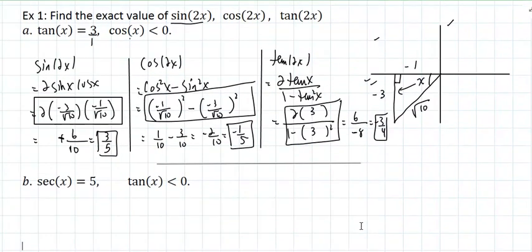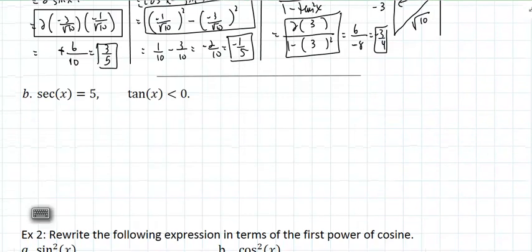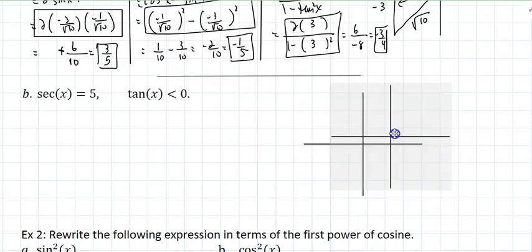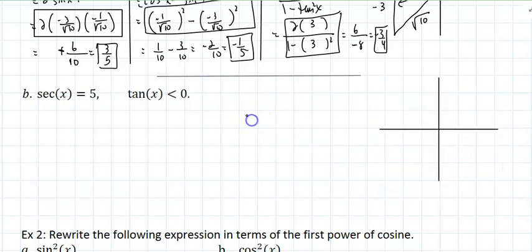If I look at the next problem, same deal. I want to sketch the triangle. That's the key to any problem. Secant is positive. Secant deals with cosine. Cosine is positive in quadrant 1 or 4. Tangent is negative in quadrant 2 and 4. My triangle is in quadrant 4.